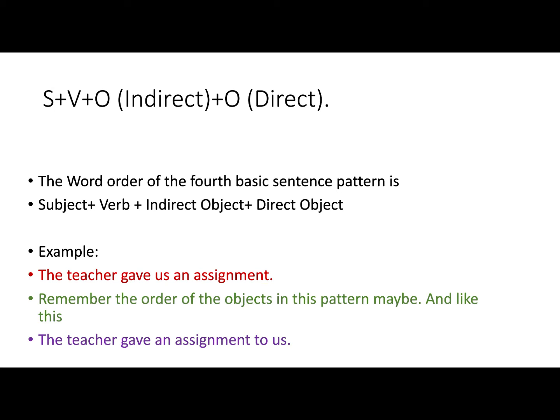How? In the first example, the indirect object comes before the direct object. In the second example, the teacher gave an assignment to us. The indirect object comes after the direct object. That means इस पैटर्न में direct object और indirect object का क्रम बदला जा सकता है, but then we need to use the preposition to.